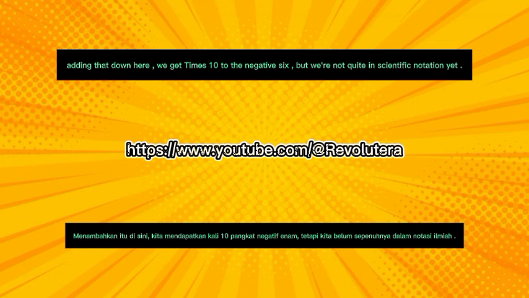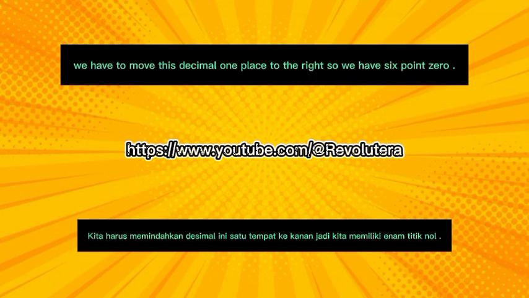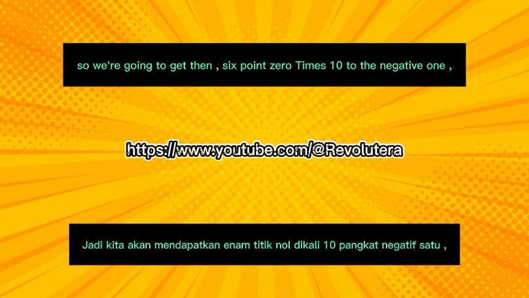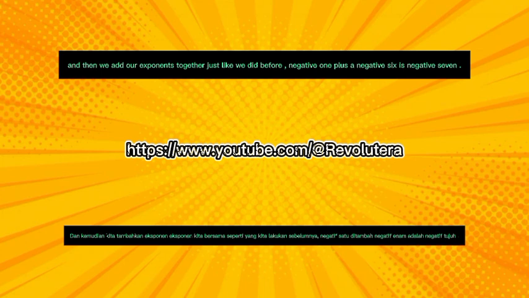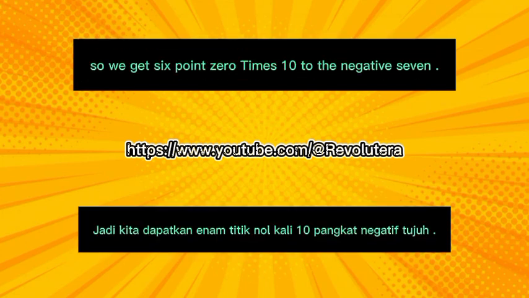But we're not quite in scientific notation yet. We have to move this decimal one place to the right, so we have 6.0. So we're going to get 6.0 times 10 to the negative 1, which we get as a result of moving the decimal one spot to the right, and then keep our 10 to the negative 6. And then we add our exponents together just like we did before. Negative 1 plus a negative 6 is negative 7. So we get 6.0 times 10 to the negative 7.